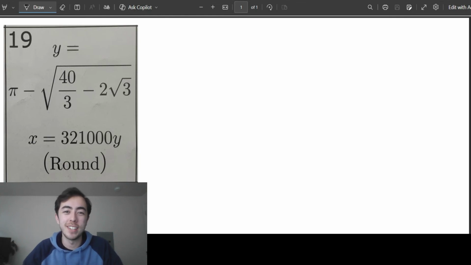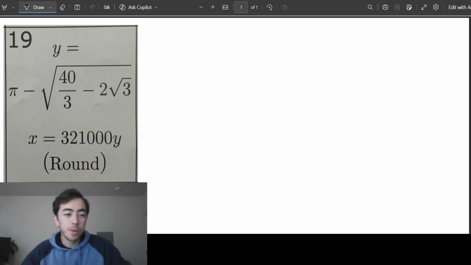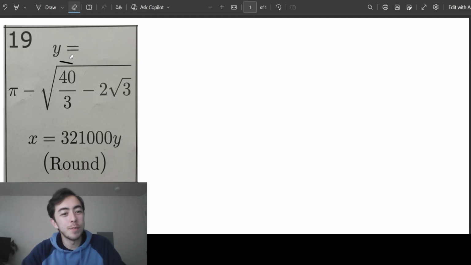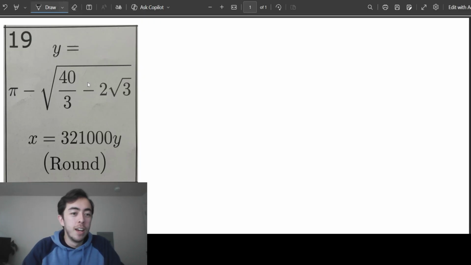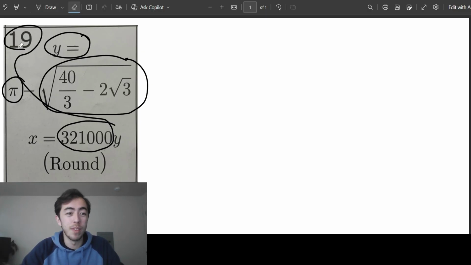Today is November 19th, and we're solving problem 323 from the Daily Epsilon calendar. Today, we should show why x is 19, because that's today's date. We are told that y is equal to the difference between pi and this kind of weird square root number here. And once we figure out what y is, we're going to multiply it by 321,000, and supposedly we'll get 19.